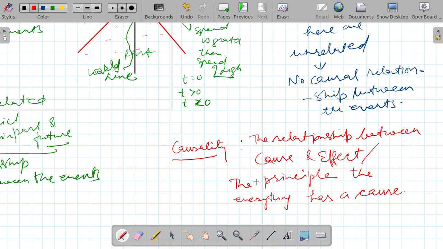So in this article I started with the special theory of relativity. I talked about the four-vector continuum, I talked about the light cone, and finally I talked about causality.